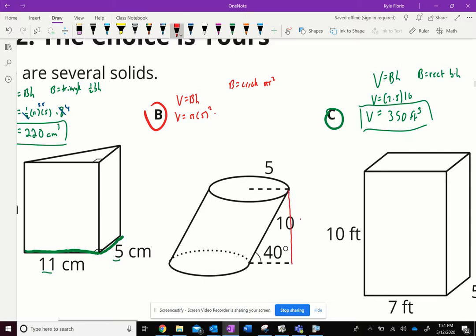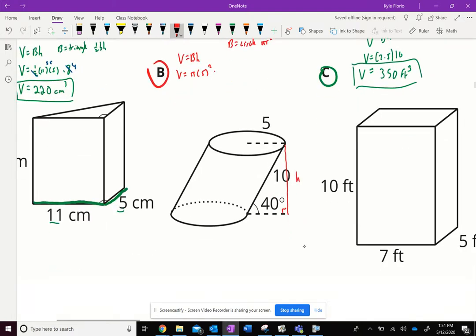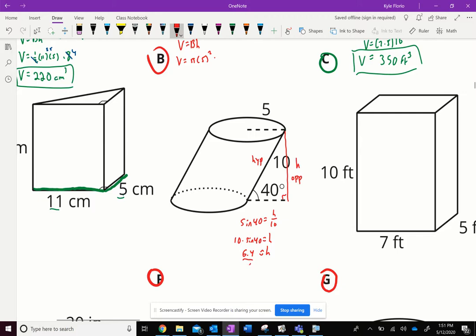I want to find this. And if you look here, we just made a right triangle. I know this angle is 40. h is the opposite leg of that angle. And 10 is the hypotenuse. So which function uses opposite over hypotenuse? That's going to be the sine function. Multiply both sides by 10. 10 times sine of 40 equals h. And I'm going to get that h is about 6.4. So the height is 6.4.